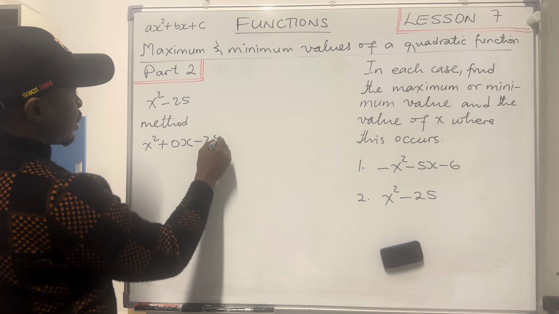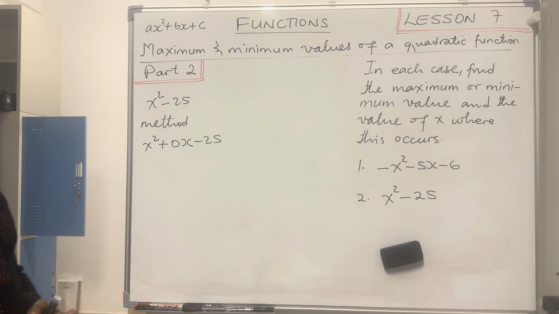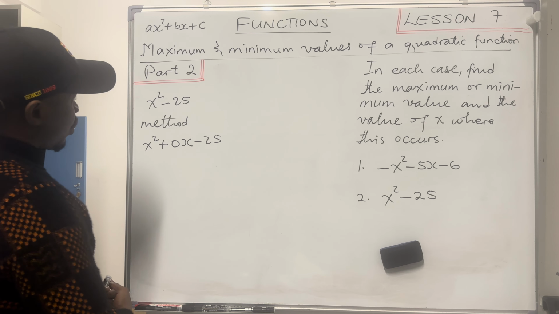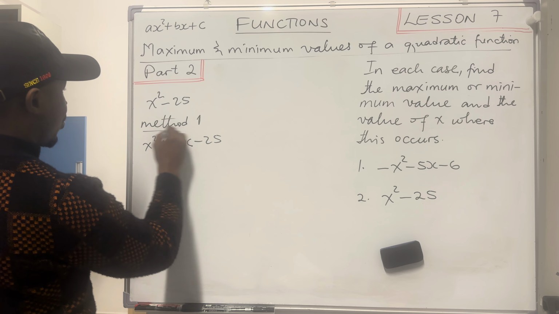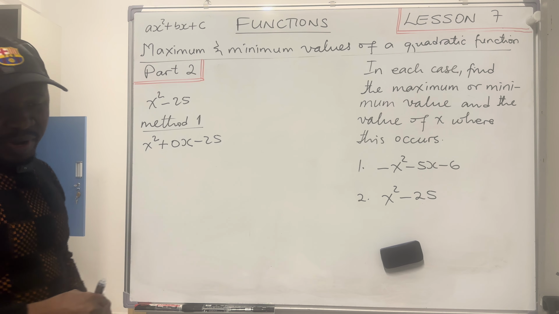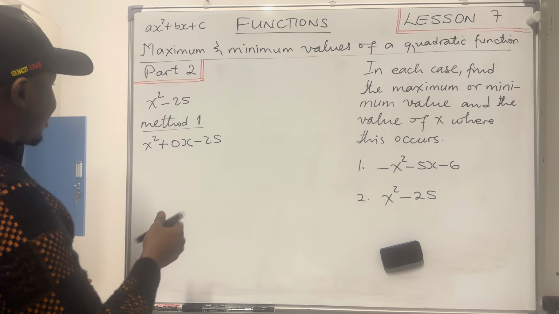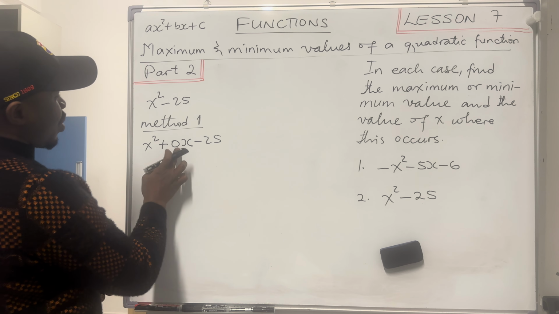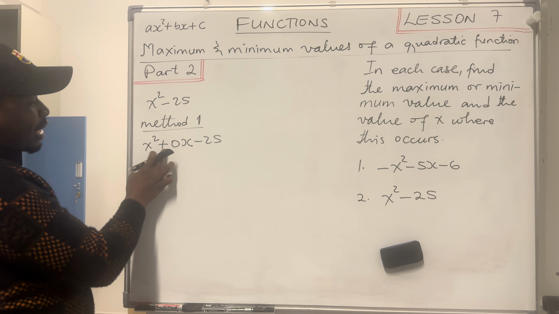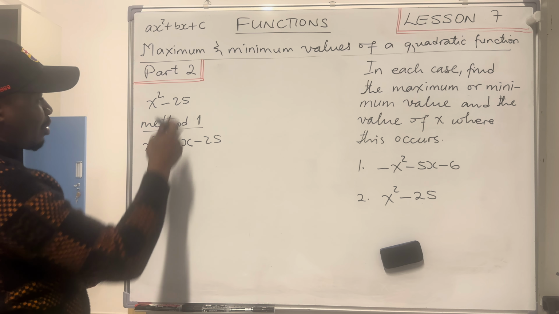This is minus 25. I hope it is clear. All right. So with this one, we are doing method 1. I need a marker. Okay. So x squared, because there is no x term, we decide to say plus 0x, then minus 25.